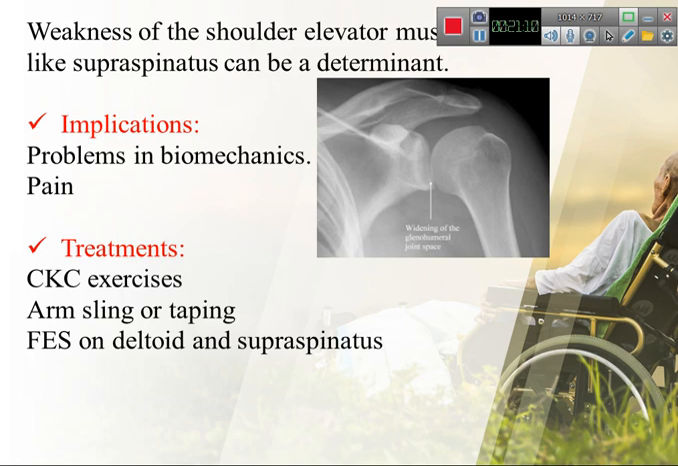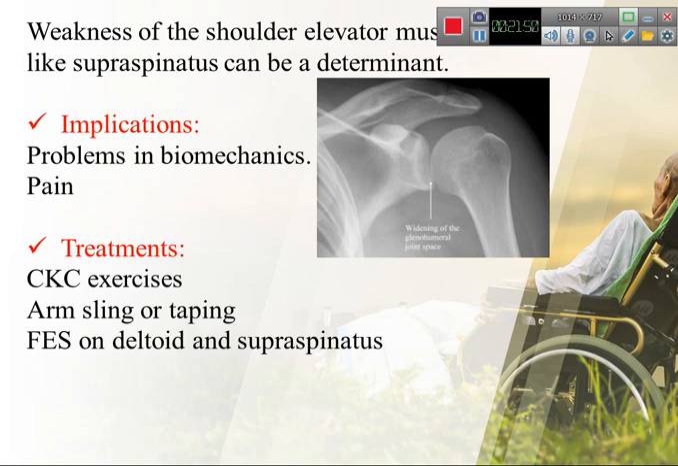So, CKC exercises. Why is it so important to have CKC exercises? When you have CKC exercises, you have co-contraction of muscles. When you have co-contraction of muscles in the shoulder, you can increase the stability of your shoulder. So, if you increase the stability of your shoulder, the chance of shoulder malalignment should decrease.